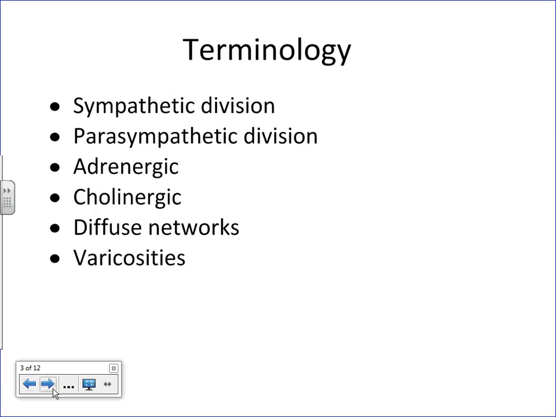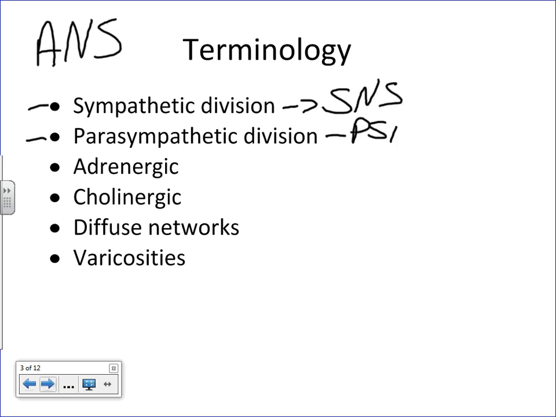So again, there's just some basic terminology that goes with this system that you have to make sure you're acquainted with. Remember, we're talking about the autonomic nervous system. Autonomic, you should think automatic. Okay. And there are two major divisions of the autonomic nervous system, called the sympathetic and the parasympathetic nervous system, often abbreviated SNS and PSNS.